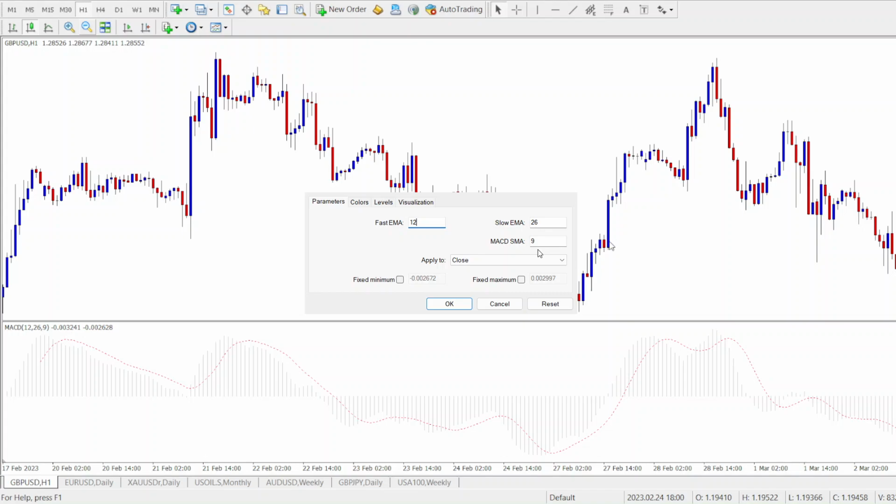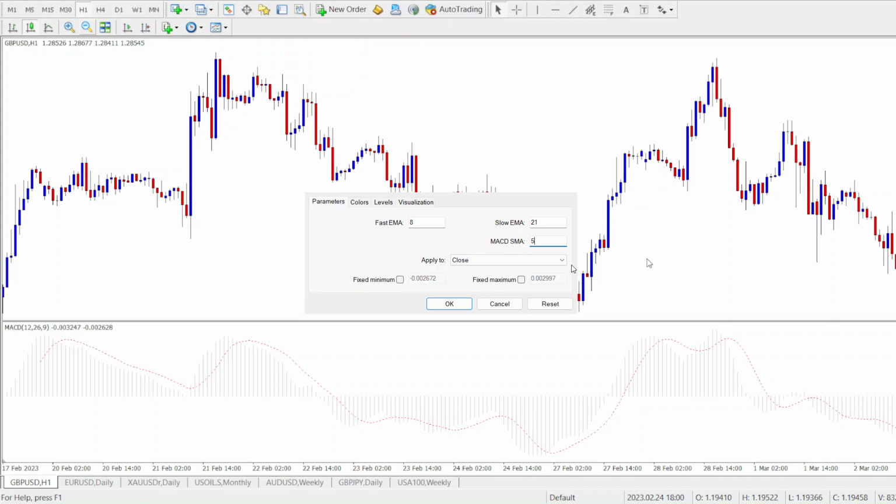Now, while these default settings are often effective, tweaking them can make the MACD indicator more responsive on the 1 hour chart. So for a 1 hour time frame, I recommend starting with 8 for the fast EMA, 21 for the slow EMA, and 5 for the MACD SMA. So I recommend these settings.